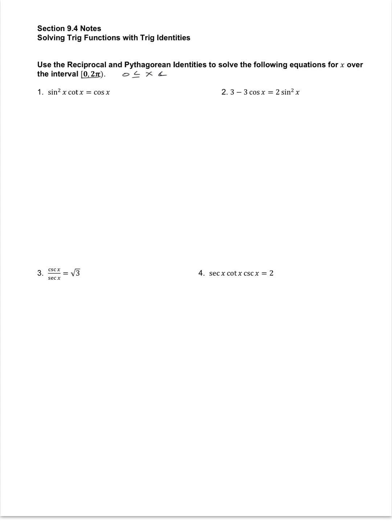So 0 is less than or equal to x, which is less than 2 pi. Again, 2 pi is not part of the domain so we can't have that in our answer. Okay, so let's look at number 1. Sine squared x times cotangent x equals cosine x.